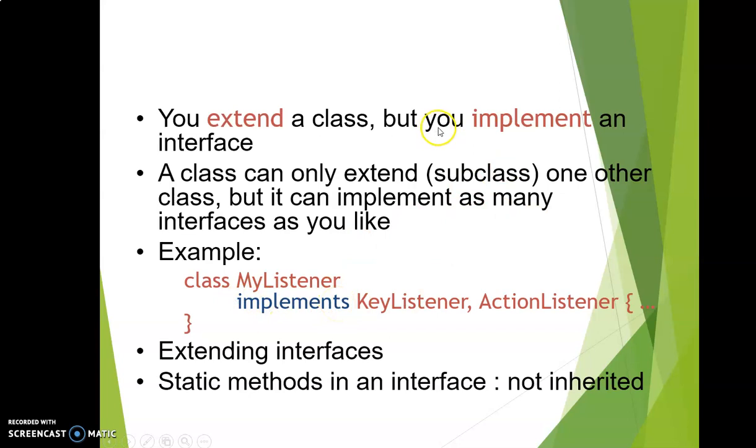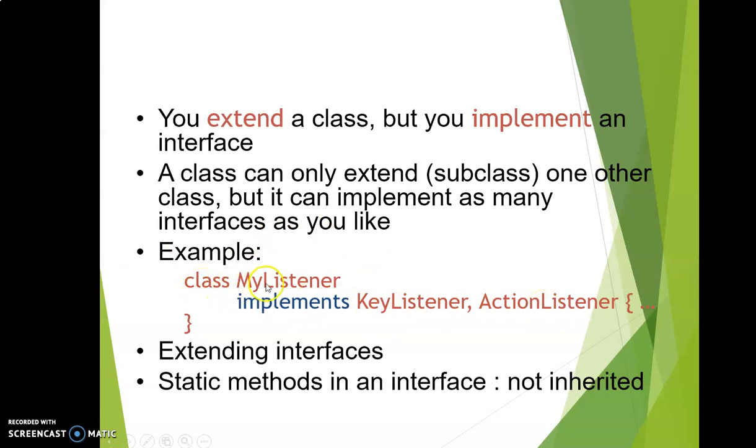The difference between inheritance and implementing an interface is that in Java, a class can extend only one class, but a class can implement many interfaces. So whenever we want multiple inheritance to be implemented in Java, we are going to use interfaces. One class can implement many interfaces.